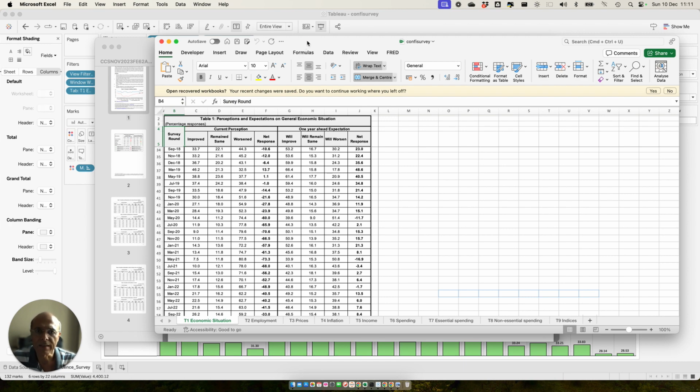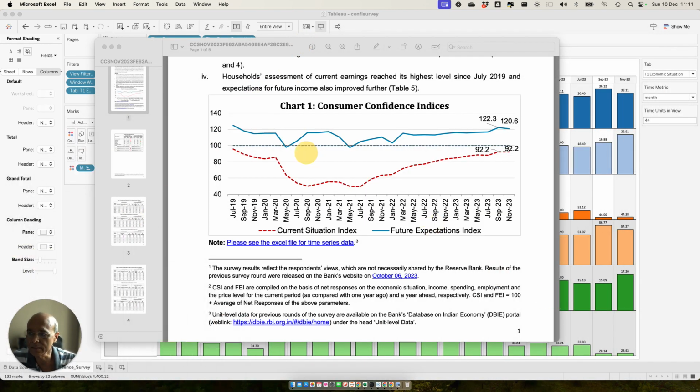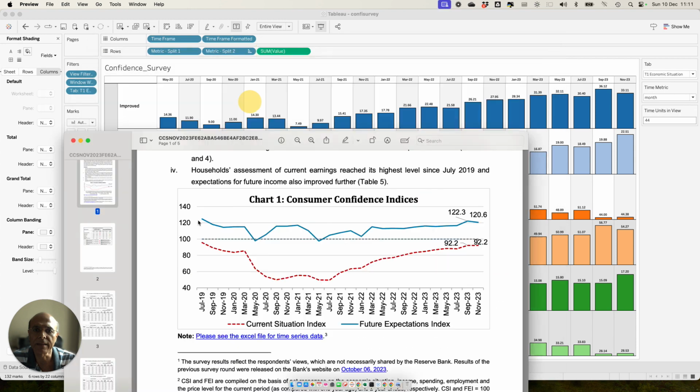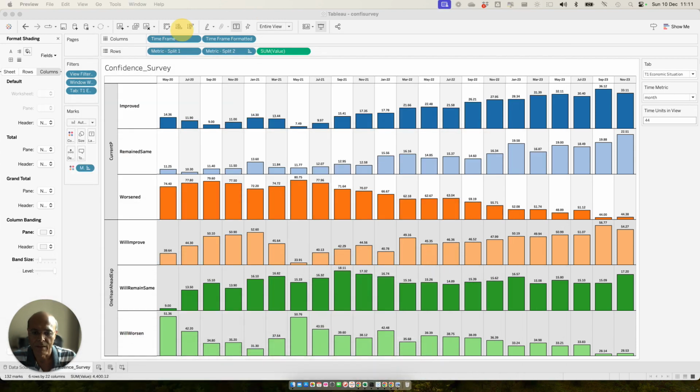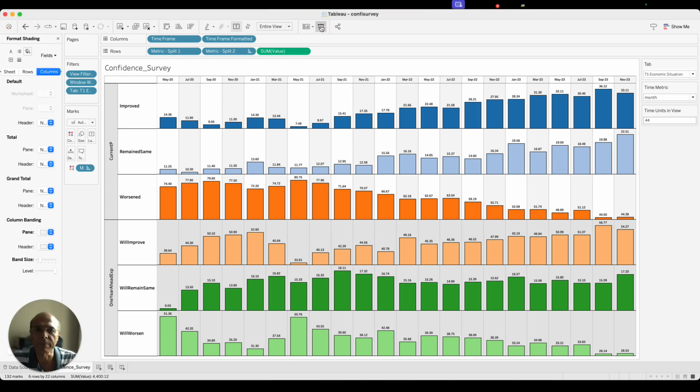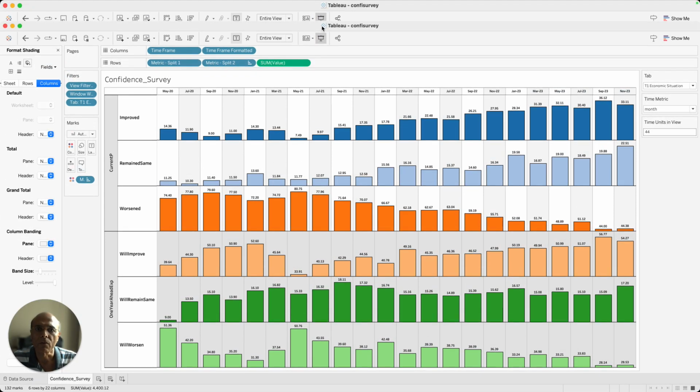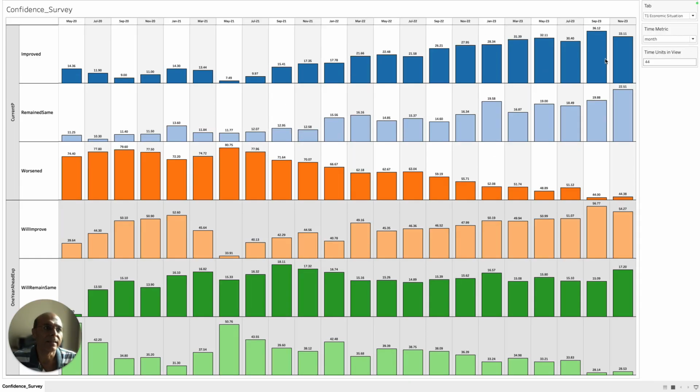So what I have done is, I have captured this information in a Tableau dashboard. I am going to blow this dashboard up so that it covers the full screen so that you can see it better. As usual, I have a time metric which I can zoom in as I need in quarterly and yearly terms, so that you can see the larger trend, not only the current trend but also what happened in the future.